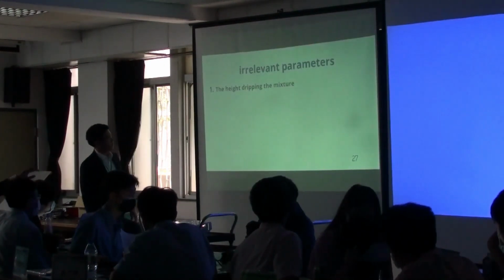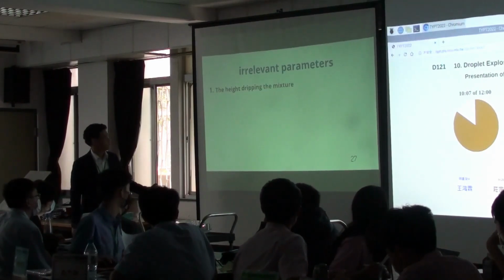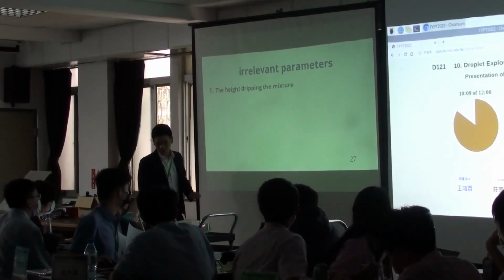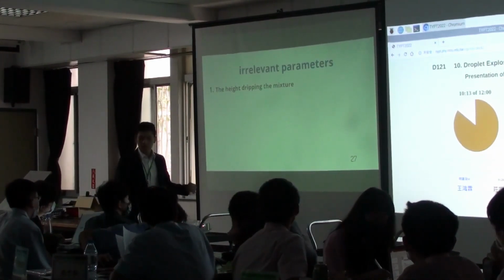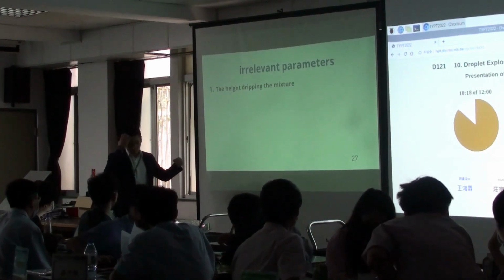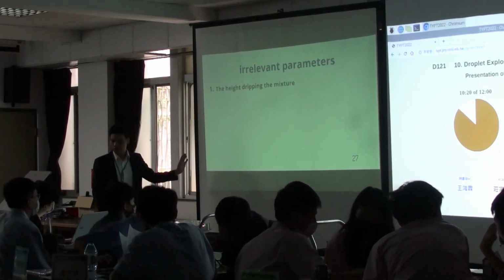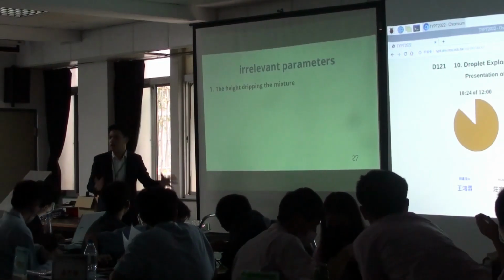We have also investigated what parameters probably don't affect the result. For example, the droplet height of the mixture probably doesn't affect the result. Additionally, we have also done other experiments about the volume. We have discovered that the volume, to some extent, affects the result, but it doesn't significantly affect the release.